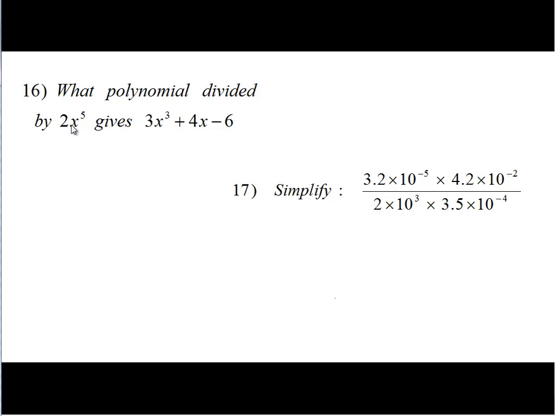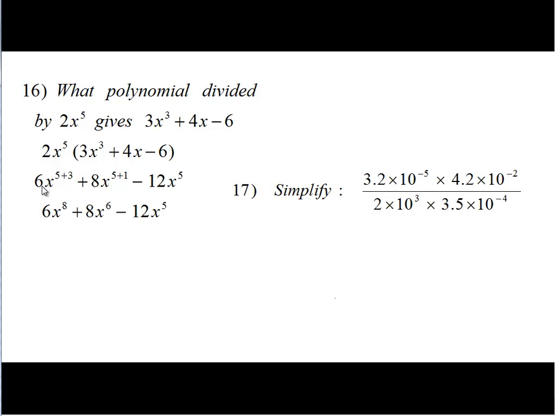Okay, what polynomial divided by this gives that? Since they're asking what polynomial divided, we're going to multiply by 2x to the fifth, and that'll find out what our original was. 2 times 3 is 6, and we add our powers, 5 plus 3. 2 times 4 is 8, and we add our powers, 5 plus 1. 2 times 6 is 12, and we just have our x to the fifth. There's no power to add. When you simplify that, you get 6x to the 8th, 8x to the 6th, and minus 12x to the 5th.